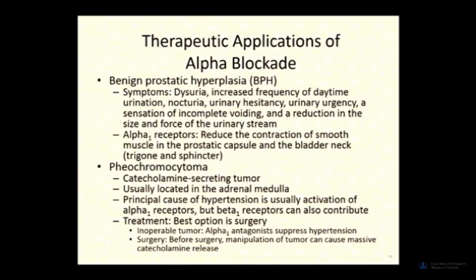Another disorder, pheochromocytoma, is a benign tumor that produces catecholamines. It's usually located in the adrenal medulla, the inner portion of the adrenal gland. And by overproducing catecholamines, it principally causes hypertension. Usually activation of alpha-1 and beta-1 receptors contribute. So the best treatment is surgery, but application of an alpha blocker can assist in the treatment of this benign, catecholamine-releasing tumor.